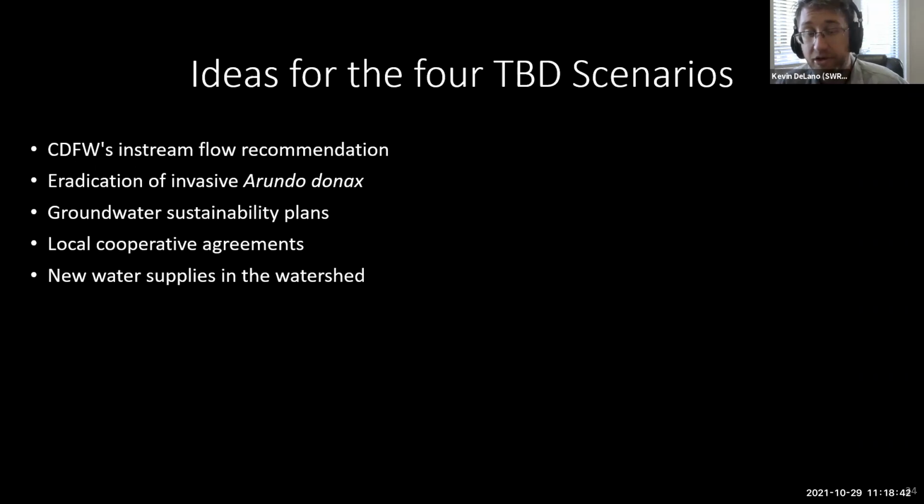Eradication of invasive arundo is another one. Removing all arundo from the model. So it's currently in the model. So we remove all arundo, replace it with native vegetation, and see how water uses differ, and how groundwater levels and surface water levels are different. Another idea is to represent both groundwater sustainability plans in one model and see how the watershed would have been different if both plans were in place during the modeling period.